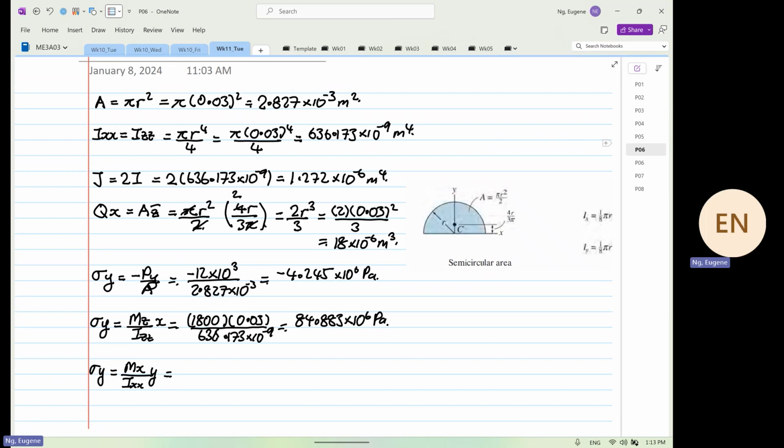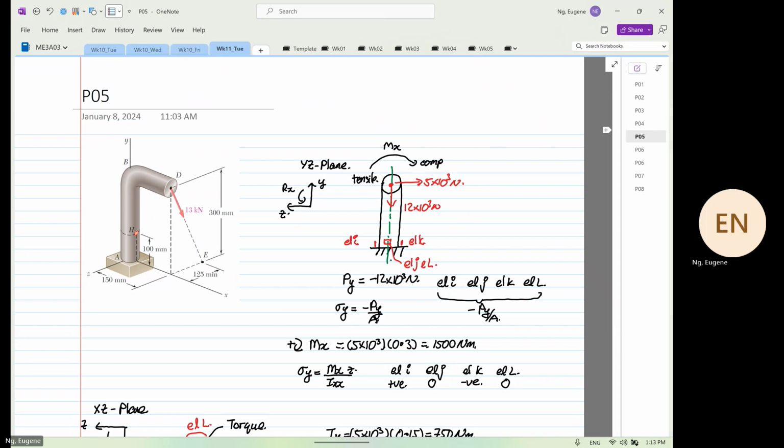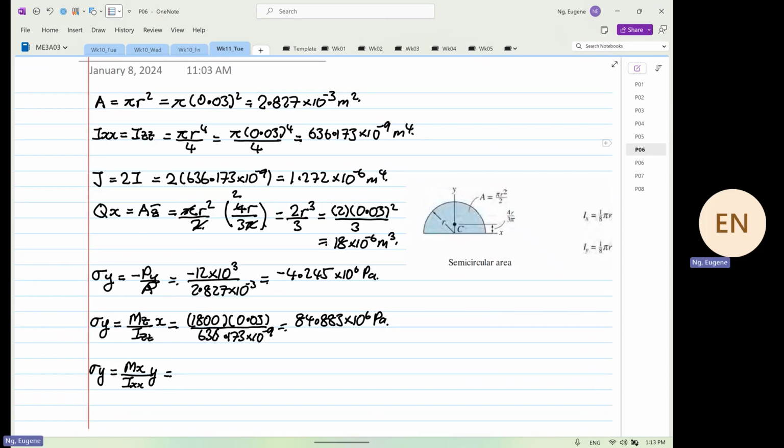And I think this one, MX is what? MX is 1500. Yes, you're right. It's equal to 1500 multiplied by 0.03 divided by what? 636.173 times 10 to the power minus 9. So 1500 times 0.03 divided by 636.173 times 10 to the power minus 9 is 70.735 times 10 to the power 6 Pascal.